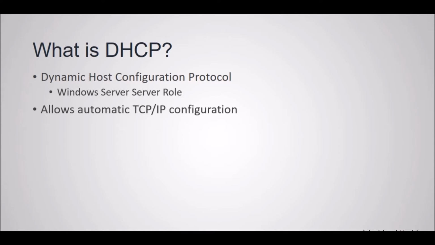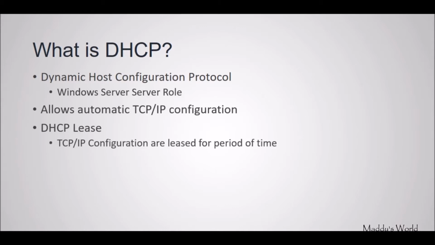A DHCP server will automatically configure the IP address, subnet mask, DNS server address, and gateway of a client computer, which is any computer on the network that is attempting to use DHCP as its network configuration. The configuration that DHCP assigns is not permanently given to the client computer, but instead it's leased to the client for a certain amount of time. Once a DHCP lease has expired, the client computer must reach back to the DHCP server and renew its existing lease, or it must obtain an entire new configuration and lease.